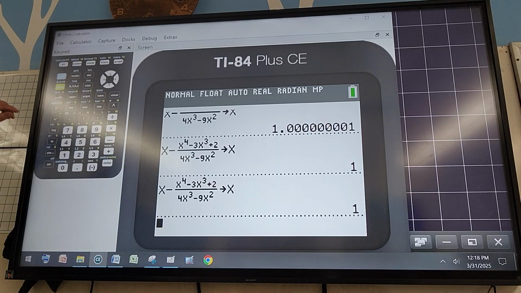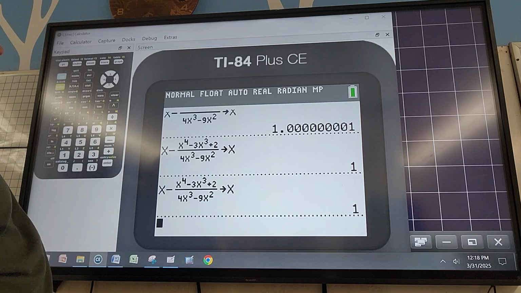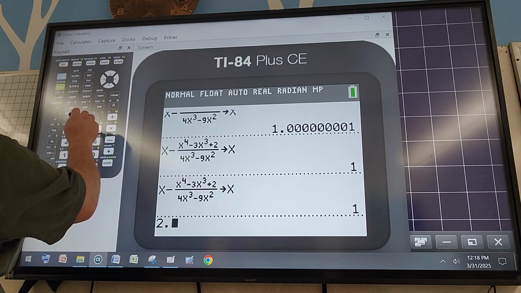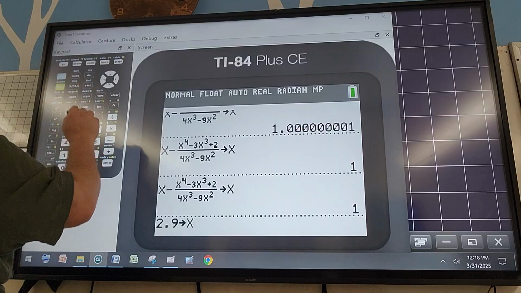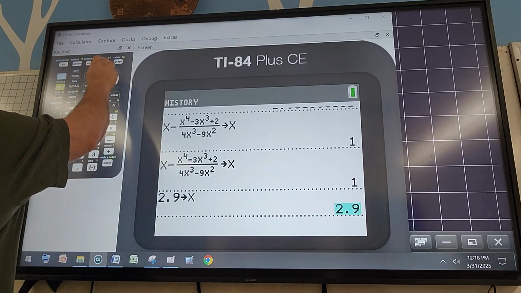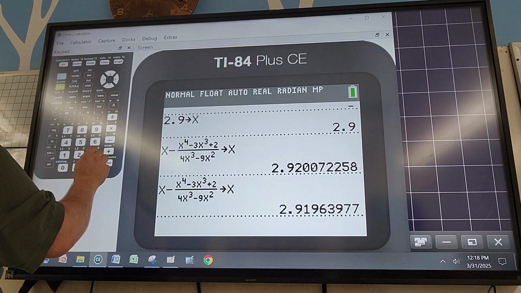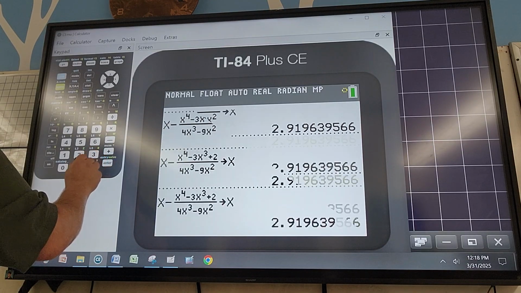To check your answer, you can put the original equation into y equals and just check it with the trace function. My next x naught was 2.9. And that's when it screwed up. It eventually settled at 2.91 and a bunch of stuff. But yeah, it worked on this one for some reason.